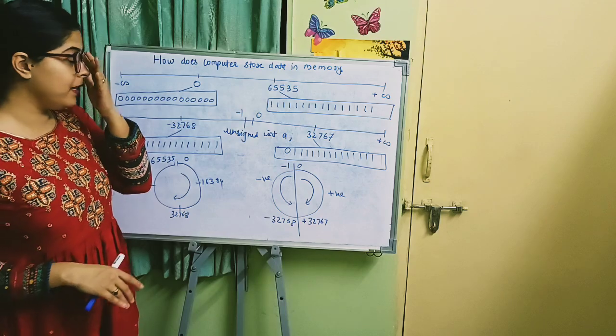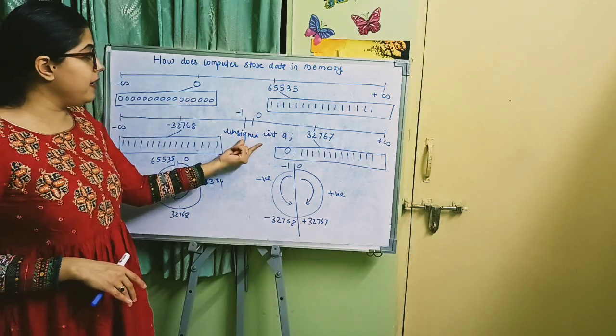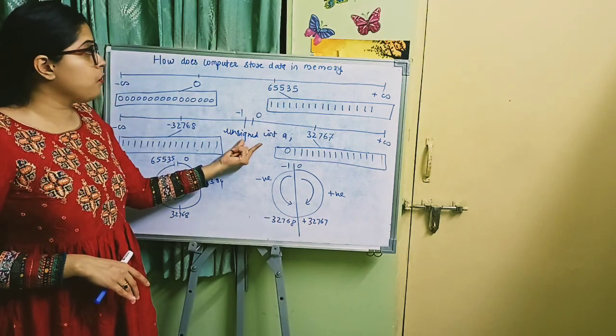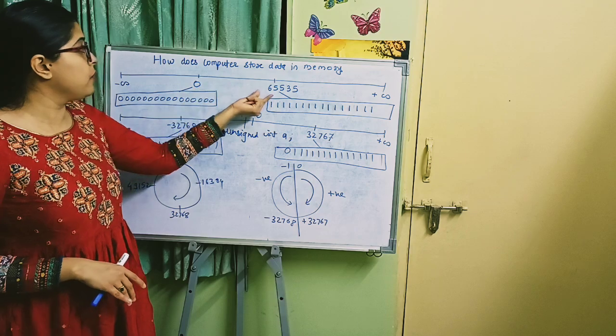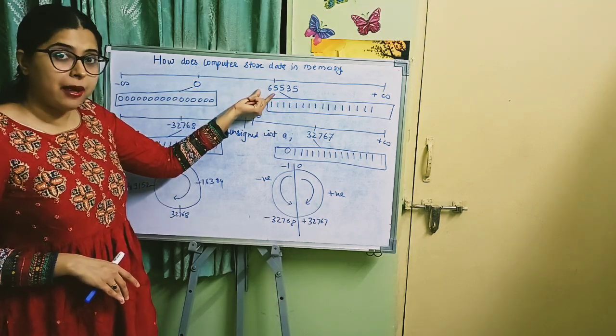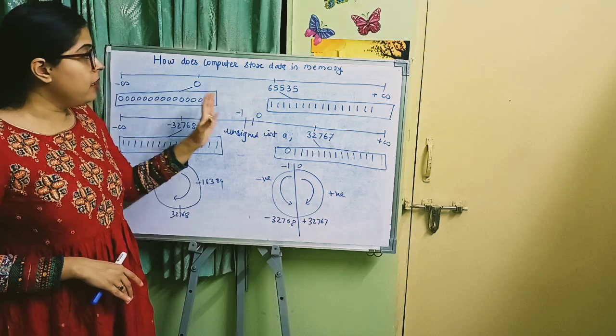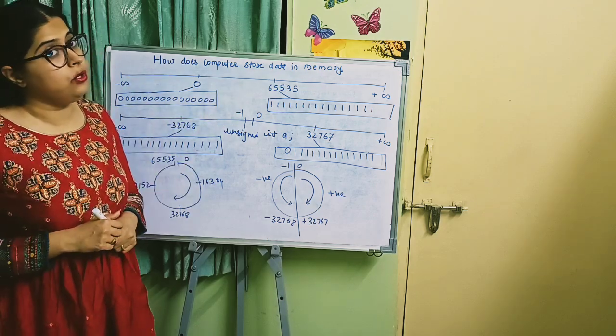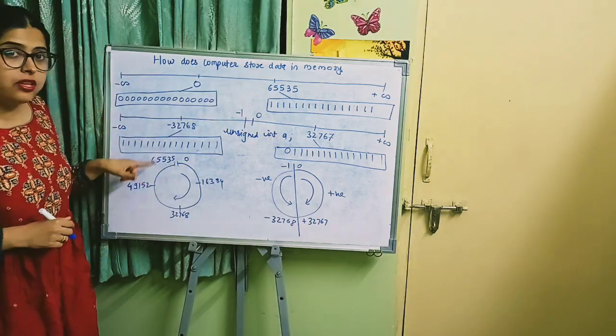Clear? So basically, unsigned int is a data type which stores values between 0 and 2 raised to 16 minus 1, that is 65535. Only positive integers are being stored. And now, can you see the circular part?